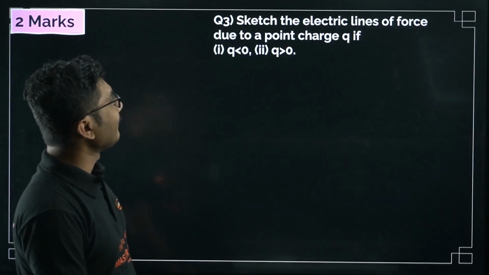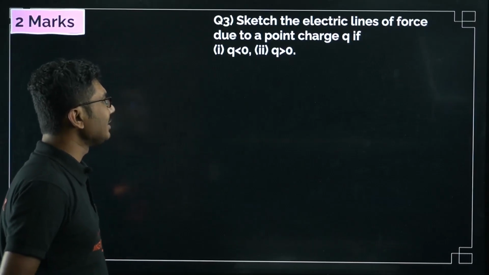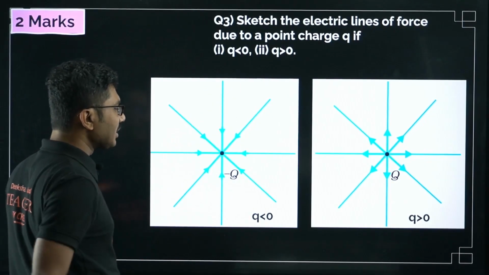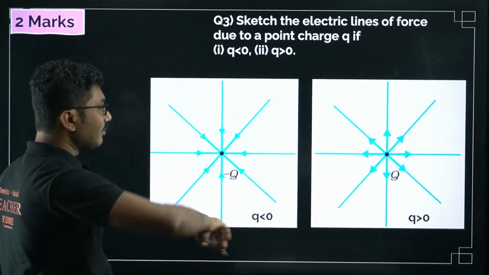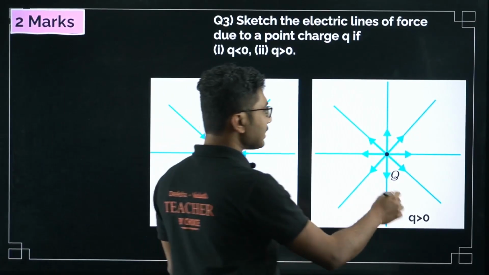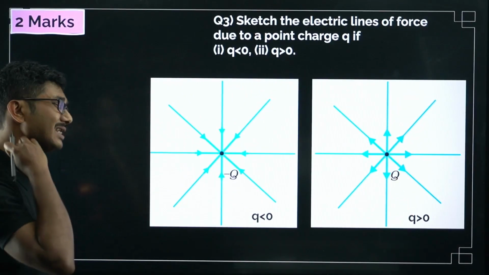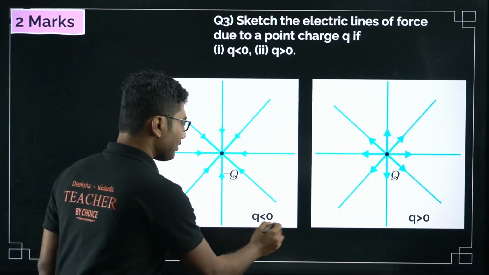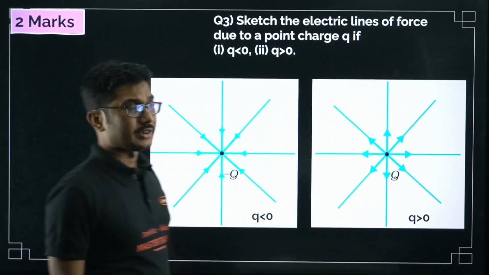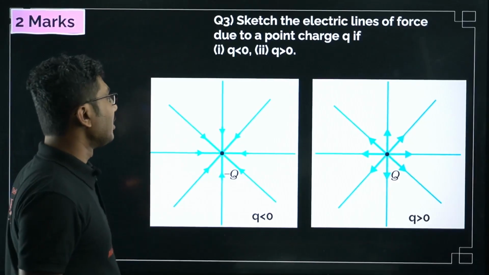Sketch the electric field lines of force due to a point charge q if q is less than 0, and q is greater than 0. So these are the diagrams. Q less than 0 means negative charge, so in this case all the lines are coming towards the charge, and for q greater than 0, all the field lines are going out of the charge. These are very simple, easy diagrams you have to draw. Just remember, less than 0 means negative charge, greater than 0 means positive charge. Easy question, but this is from one of your model question papers, so don't ignore it.